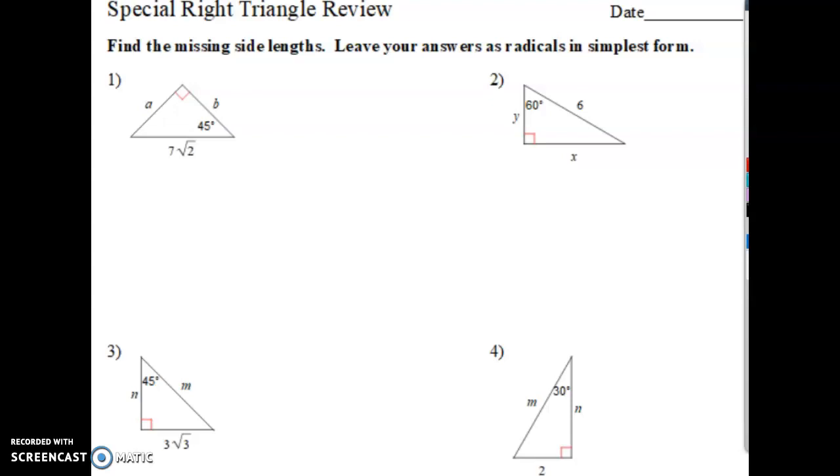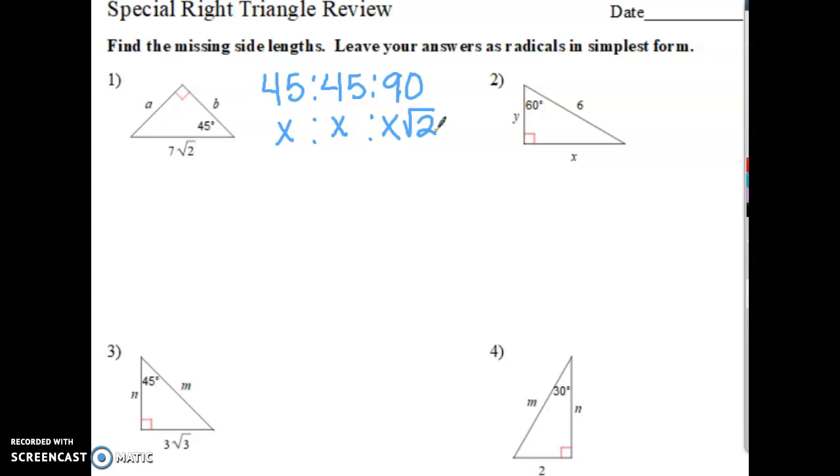And then just another little review. This is on our special right triangles, the ones that we loved to do last semester. Let's start off by remembering our tables, our two types of triangle. First one is a 45, 45, 90. Remember, our ratios for that is x, x, x square root of 2.